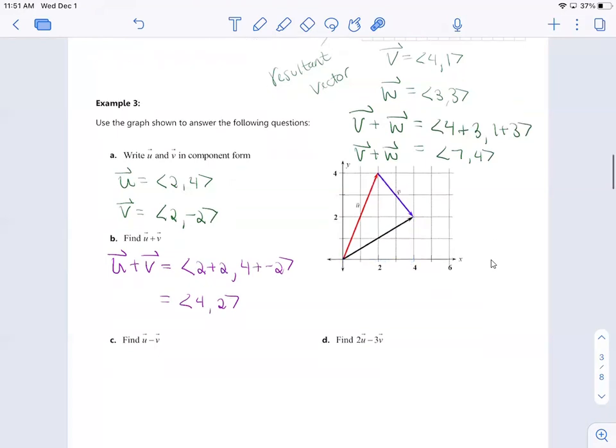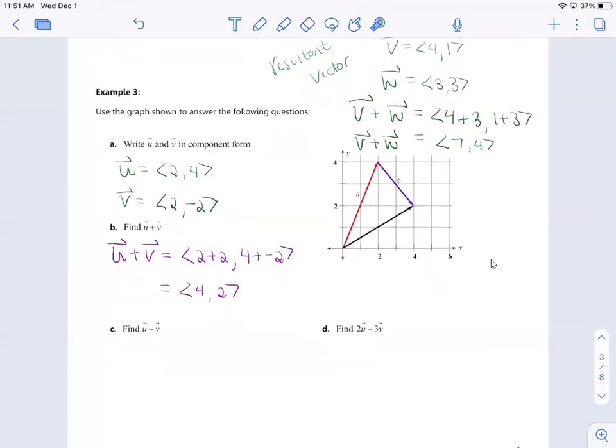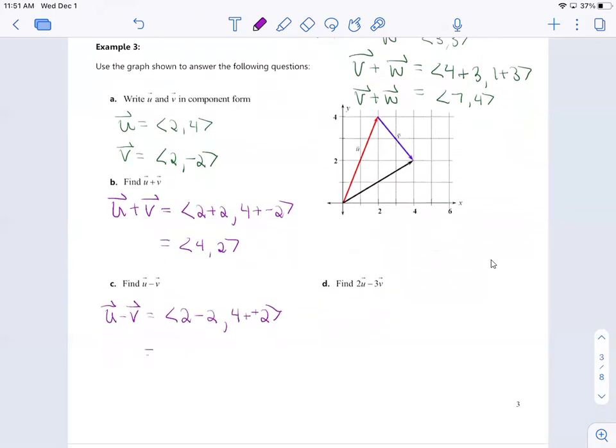So good. I didn't give you a visual for subtraction, but we can just do it algebraically. u minus v. Well, I'm going to take away my x's, so 2 minus 2, comma, 4 minus negative 2. So that becomes a plus. So we end up getting 0, 6. So when you subtract these two vectors, this would be your vector component form.